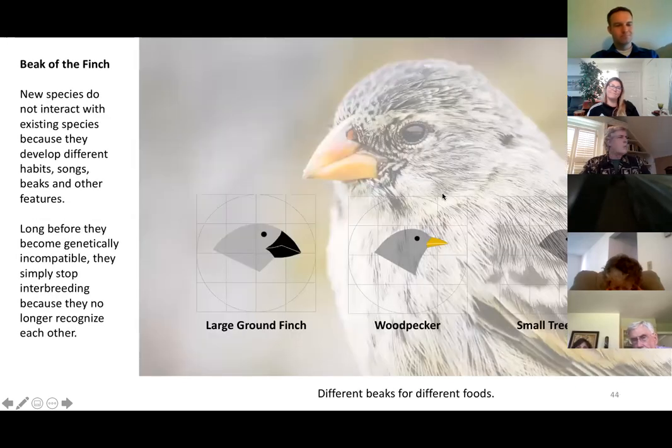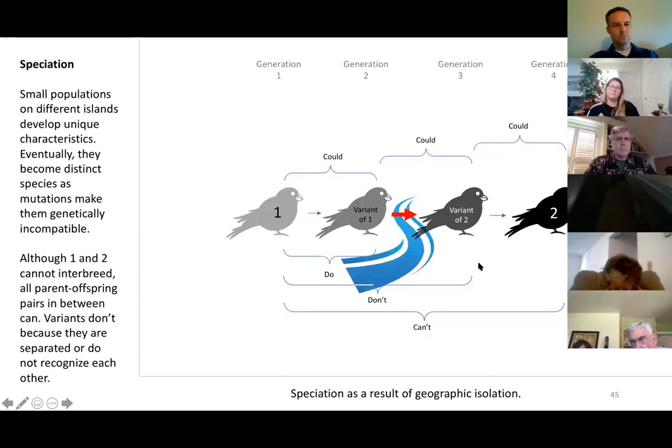And so what you end up with is birds that look a little different, sound a little different. Here are the different beak shapes that we see in the Galapagos today, depending on what food source they exploit. The large ground finch has a huge beak and cracks open the largest seeds. The woodpecker, a little longer but stout because he's driving into the wood of the trees. And the small tree finch has to catch insects as they go by. And so he has a very short beak that is more precisely controlled.